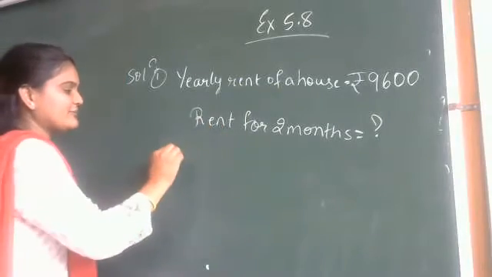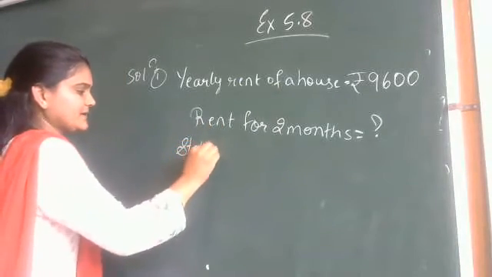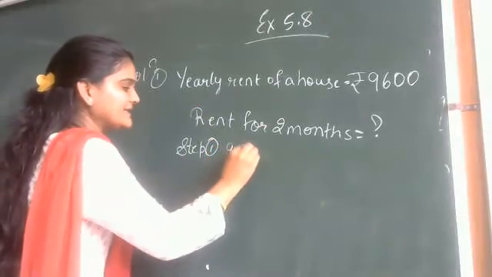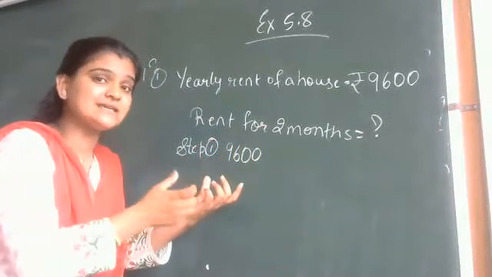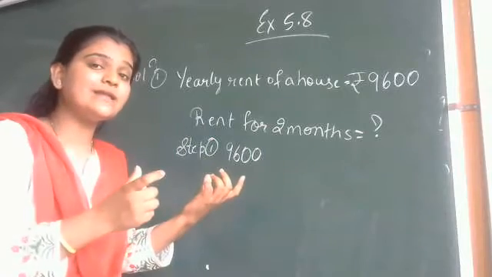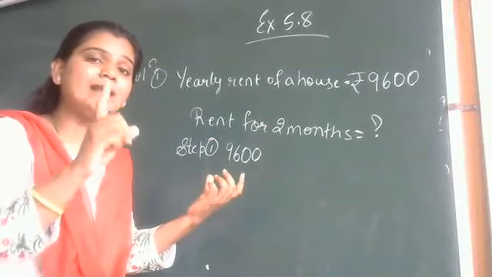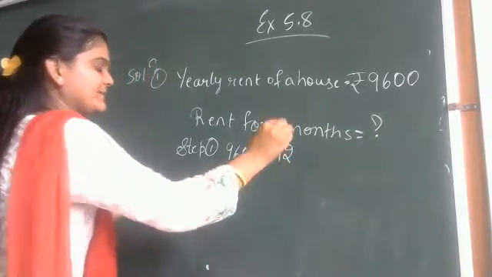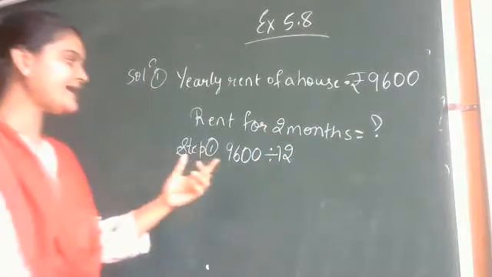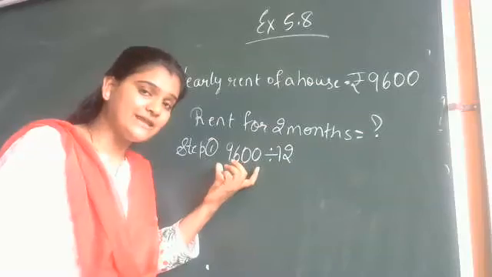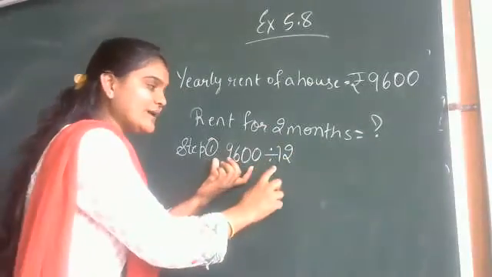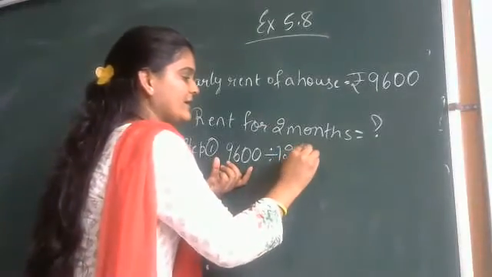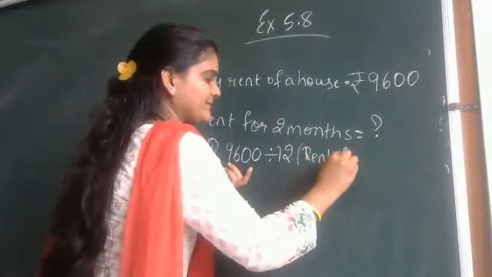Yes. See here children, the first step. Step 1, we will have to divide 9,600 rupees, it is for 12 months. What you will get there? Rent for 1 month. Yes or no? Yes, ma'am. If you are dividing the year by 12, you will get for each month. Here what you will get? Rent for 1 month.